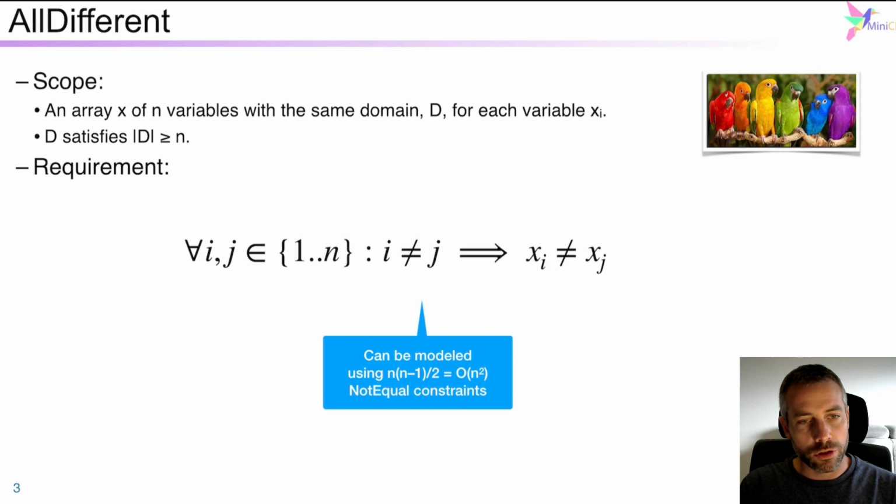So the definition of the constraint is the following. You have an array of n variables, and you would like that no two pairs of variables take the same value. This is what is expressed here in this expression. So you say that no two pairs of variables should take the same value.